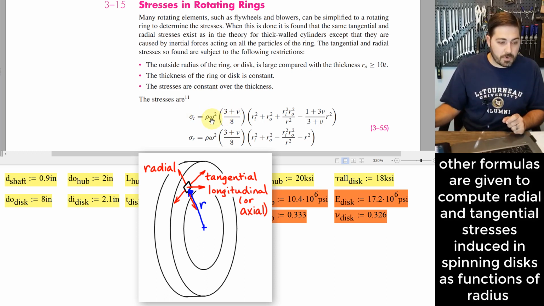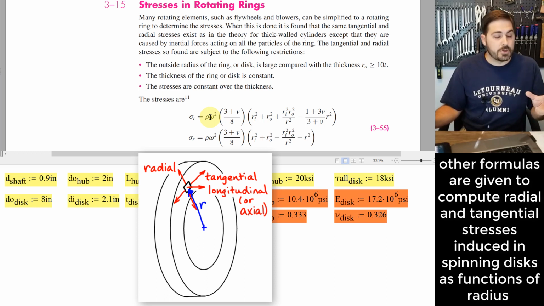What you see there with the rho is the density of the material that's spinning. Omega is the speed that it's spinning, and that's going to have to be in angular units of radians. I'll just make that note right now. We'll see that in an example here before too long. And then a lot of these other things are just the dimensions of the disk.